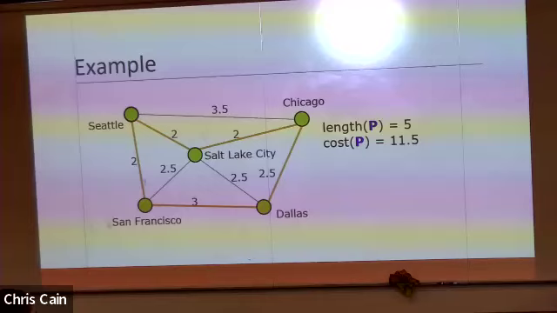So the cost of Seattle to San Francisco is 2, number of hours. Cost of San Francisco to Dallas, the weight is 3. You wait 3 hours to get there. From Dallas, 2.5 hours to Chicago. From Chicago, 2 hours to Salt Lake City. From Salt Lake City, 2 hours to Seattle.